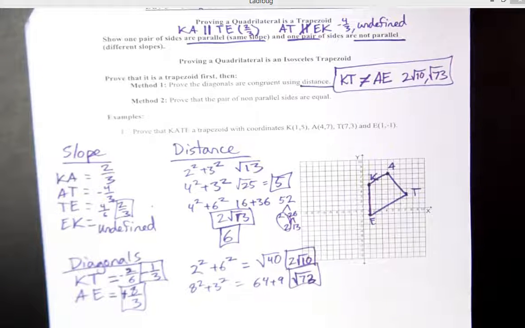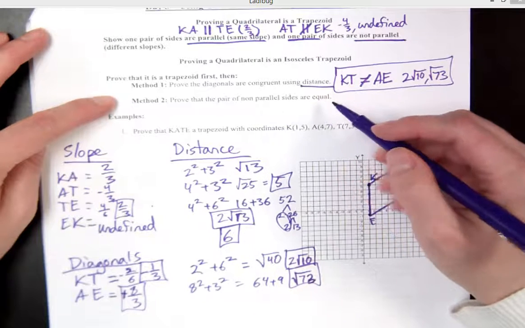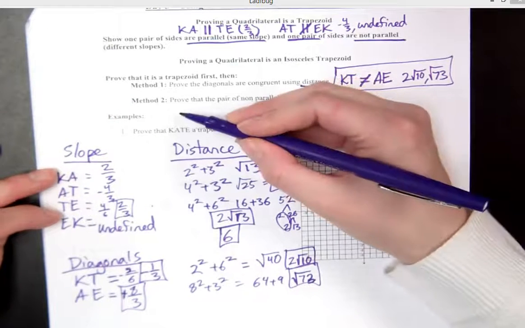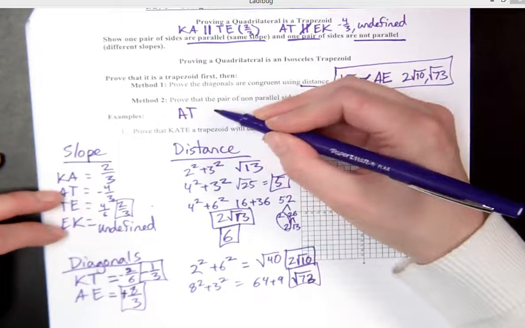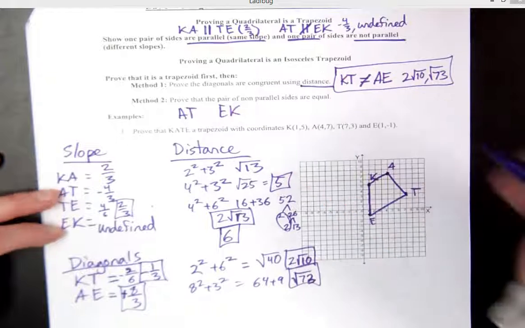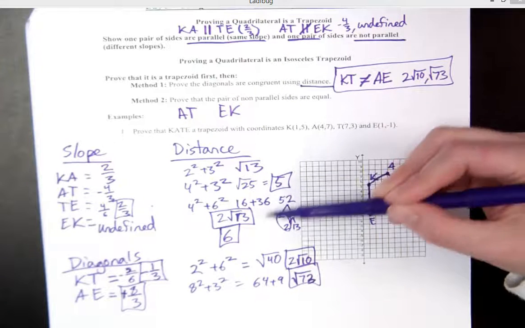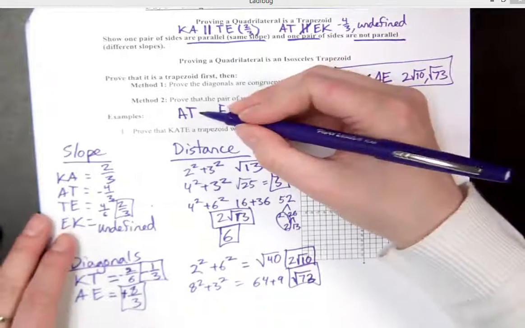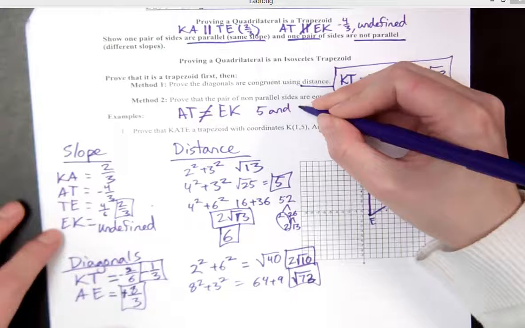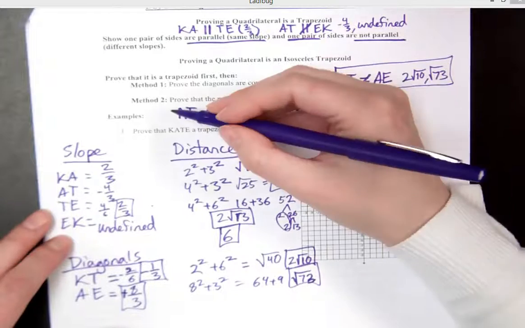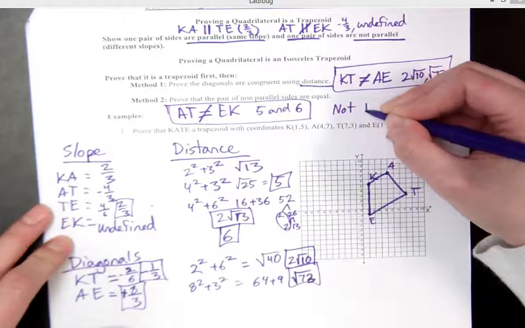Alright, and then one last thing. So method 2, prove that the non-parallel sides are equal. So coming down to here, our non-parallel sides are the AT and EK. So if this was an isosceles trapezoid, those would be equal. And when I look down at my list, are those equal? No. So I would say they don't equal each other, and go ahead and list it's 5 and 6. So then my conclusion is it is not isosceles.